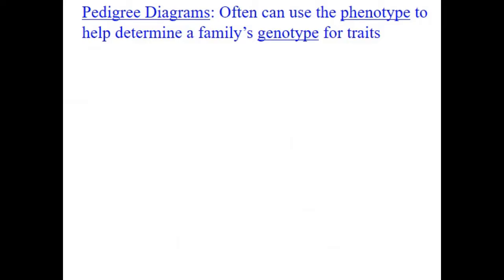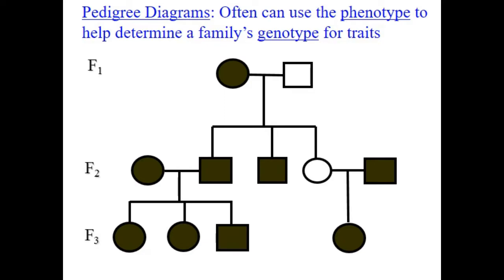So here's where we can start to see the real power of pedigrees become apparent, because you can actually use the phenotype, the physical makeup of a family, just from observations of their traits to determine their genotype. So this is the same pedigree diagram from before.